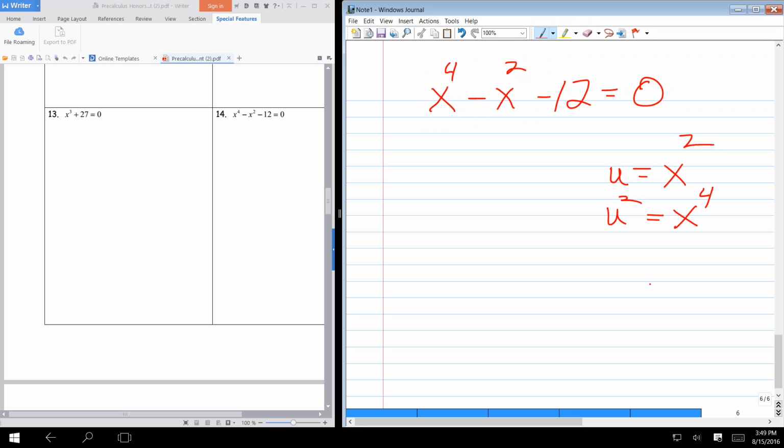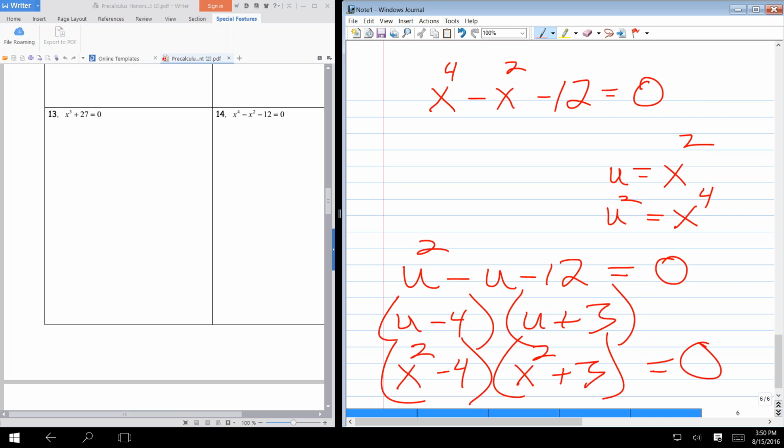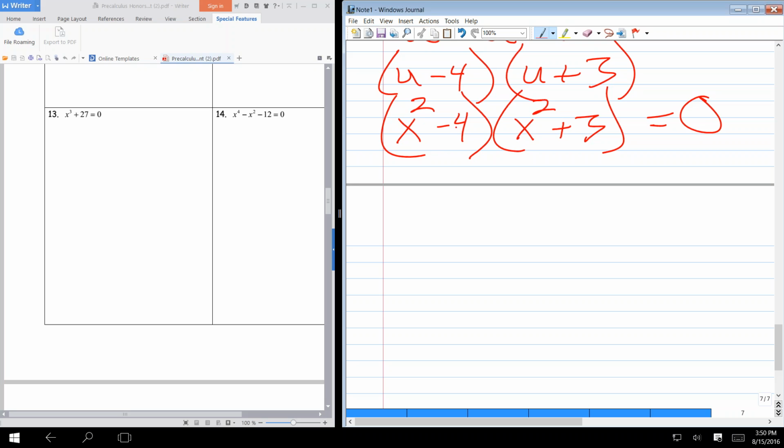Now I can rewrite this. It now becomes u squared minus u minus 12 equals 0. Well, that's a quadratic that I can factor really easily into u minus 4 times u plus 3. And now I go back and I resubstitute. Well, that's the same. U is x squared, so minus 4 times x squared plus 3. And then I can go further in that that's the difference of perfect squares. So how's that factor?